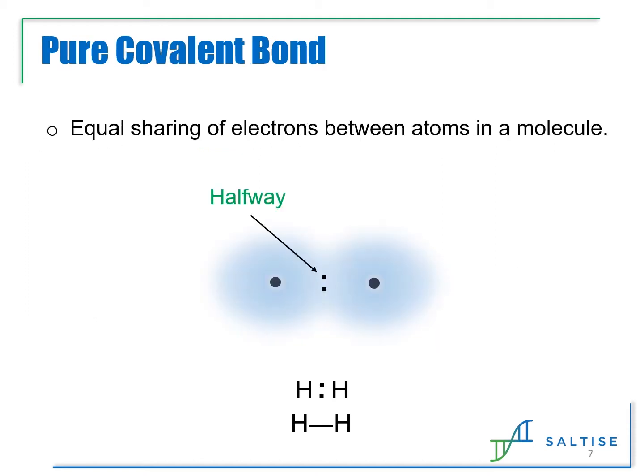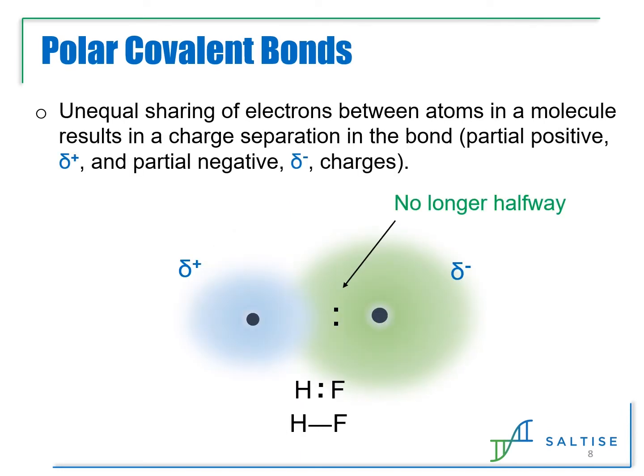So what do we mean by equal sharing of the electrons in a pure covalent bond? It implies that the two electrons are attracted to the protons in both nuclei, so on average, they are found halfway between the two atoms. So in this example here, the two electrons are found halfway between the two nuclei. Whereas in a polar covalent bond, the two electrons are not shared equally, and so they are not found halfway between the two atoms. The electrons are mainly located closer to one of the atoms. In this example here, the electrons are found closer to the fluorine.